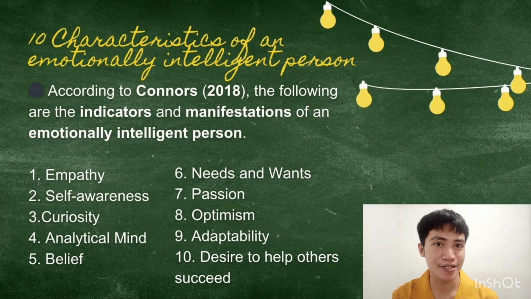Number ten is the desire to help others succeed. This is the willingness and support to encourage others, not just focusing on yourself, but on others. An example here: you help your classmate review for a quiz even if you've mastered the lesson. And that's the 10 traits of an emotionally intelligent person by Connors 2018.